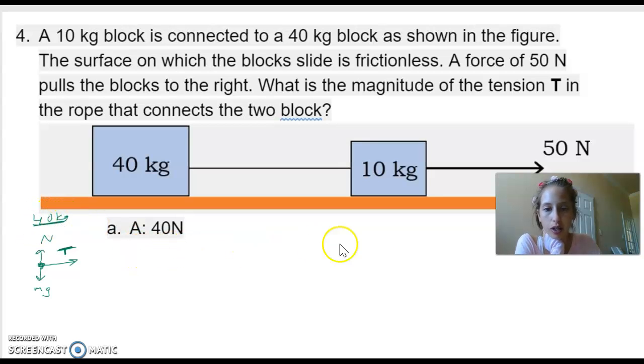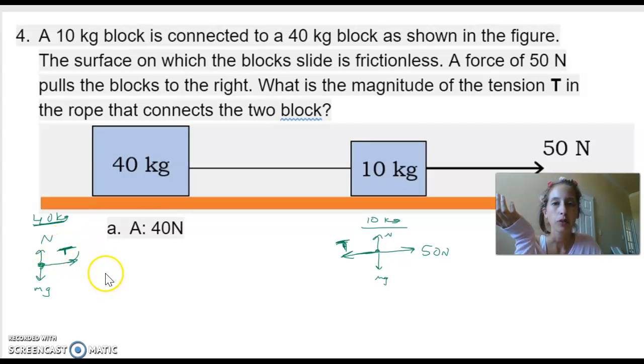Okay, and then the other block, the 10 kilogram block, we've got normal up, mg down. We have this applied force of 50 newtons to the right, and we have tension to the left. This is the exact same amount of tension that's on the 40 kilogram block. If they didn't match, then your rope's broken. That's how ropes work. They have to match.